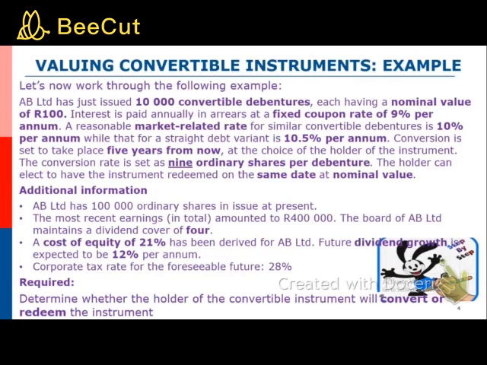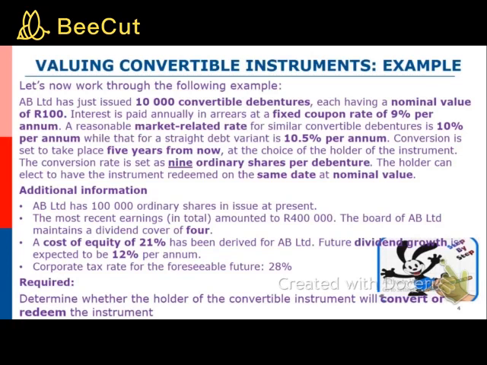Each instrument has a nominal value of 100 Rand. Why is that important? What does that trigger? That tells me any interest, because remember it's a debt instrument initially, so we're going to pay interest as the issuer, will be paid on the nominal amount.